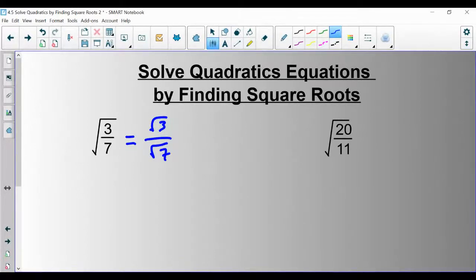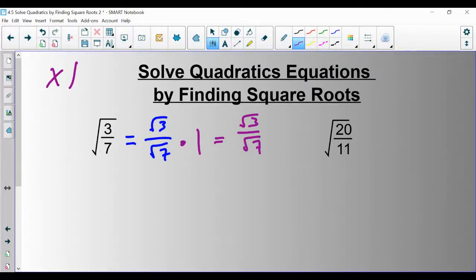Now we are going to do something very new to us, and it's kind of a trick. So the issue right now is we have a root in our denominator, and we want to simplify that root. We want to not have a root in our denominator anymore. And so what we are going to do is multiply by 1. If you were to multiply this by 1, you would get the exact same thing, root 3 over root 7, because multiplying by 1 doesn't change the value of the number.